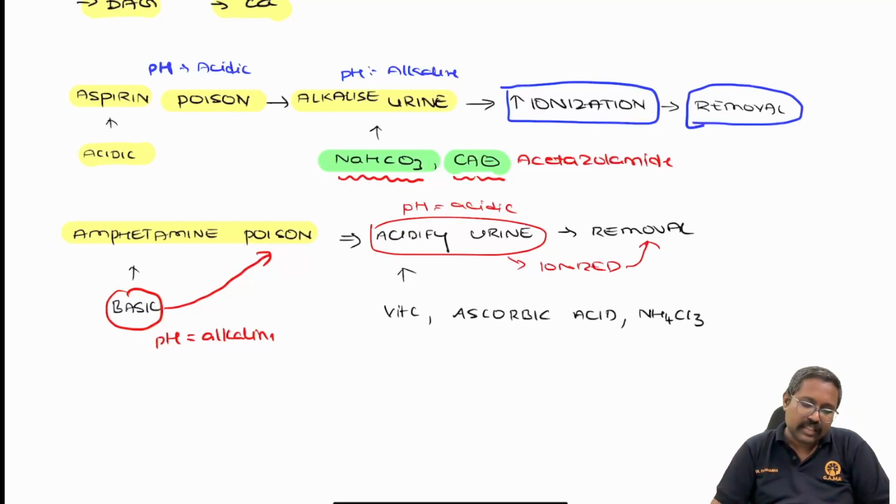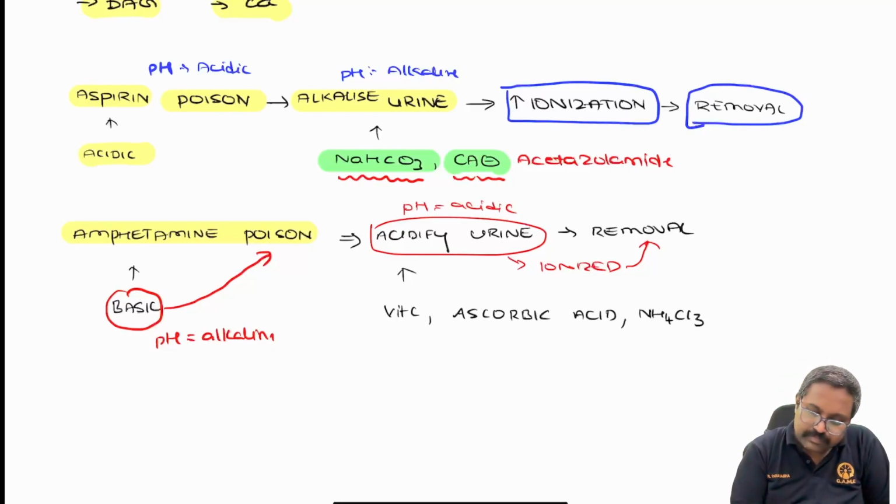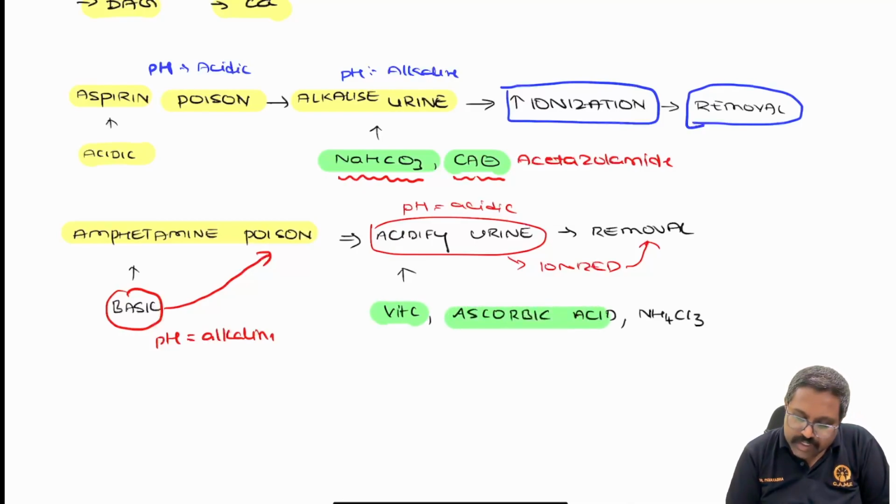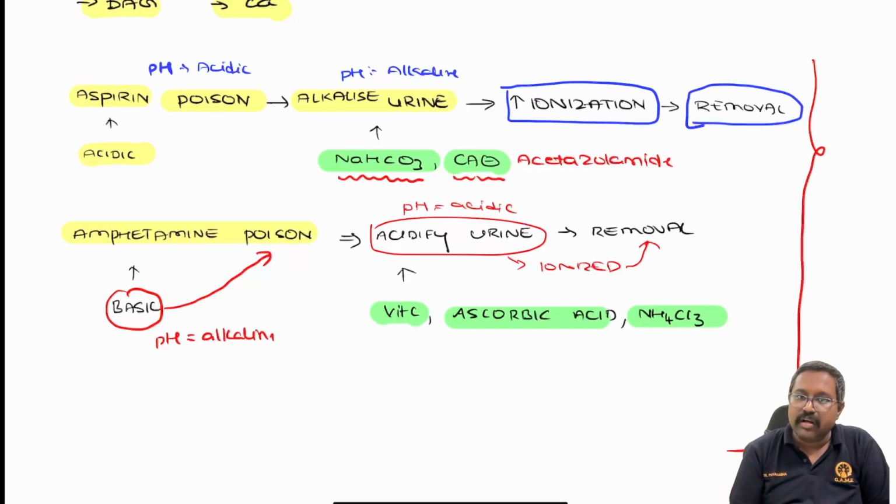Which substances can be added to acidify the urine? Please remember, to acidify the urine, you need to give vitamin C or ascorbic acid, or you can go with ammonium chloride. Is that clear? Ammonium chloride. This has been asked many times in your exams. Please remember, you can expect one question from this in your examination. This is the key concept you should remember.